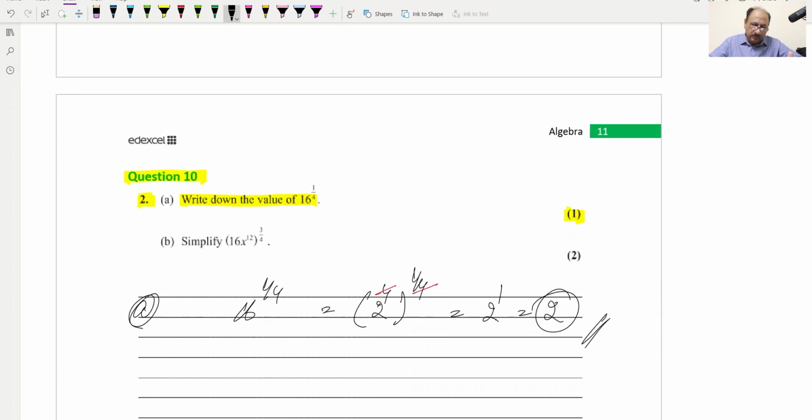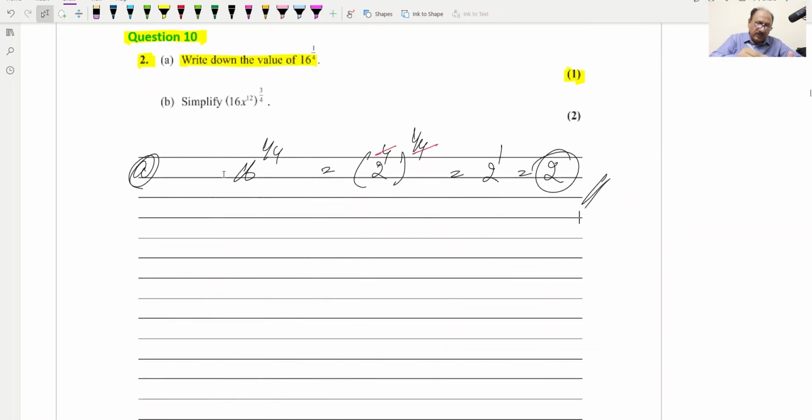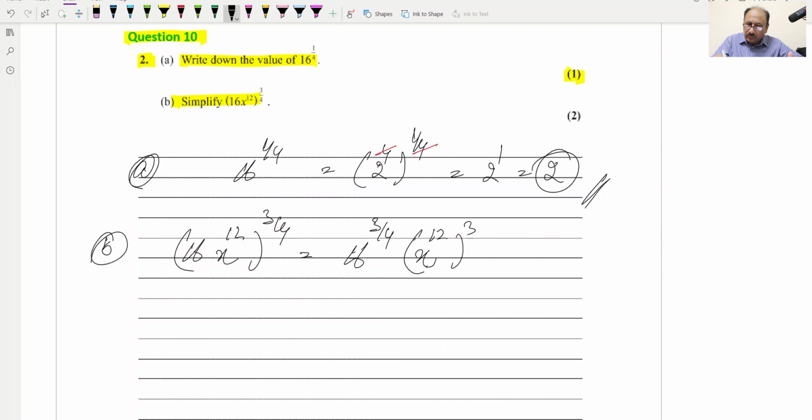Now we can move to the second part, which is the B part. Simplify 16x squared, whole raised to 3 by 4. So 16 x to the power 12 basically, and whole raised to 3 by 4. So now what we can do is write the power separately for each and every term. So 16 raised to 3 by 4 and x raised to the power 12, whole raised to the power 3 by 4. We have separately written this. Now 16 can be written as 2 raised to the power 4, and whole raised to the power 3 by 4, and similarly x raised to 12, whole raised to the power 3 by 4.